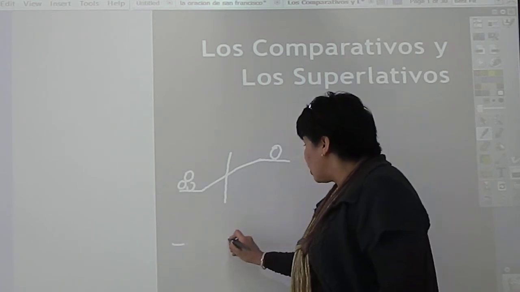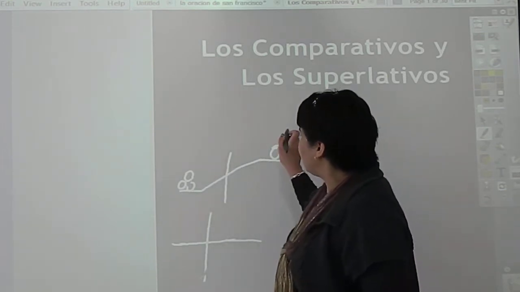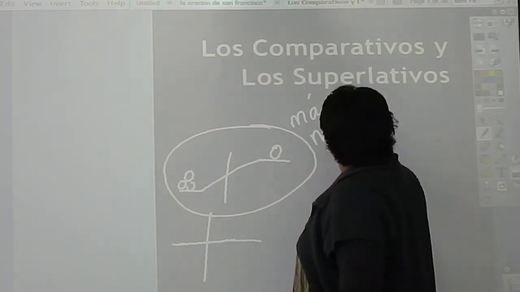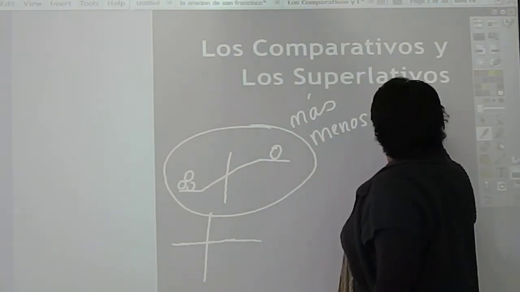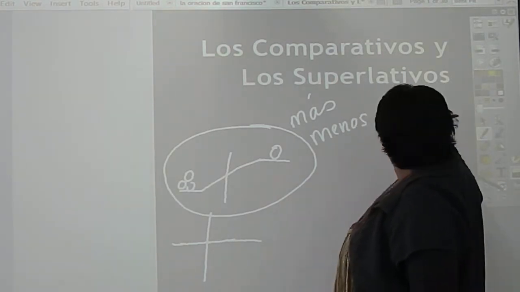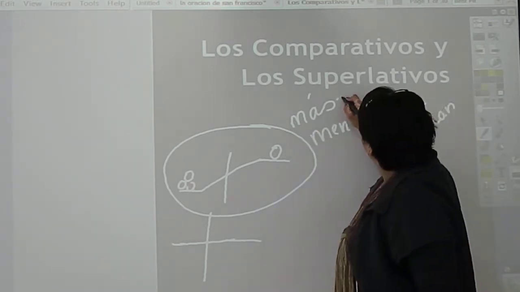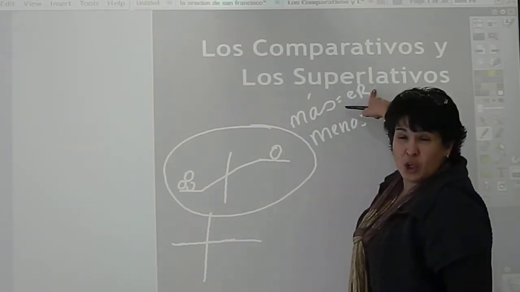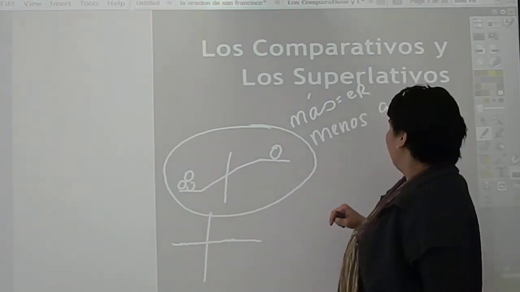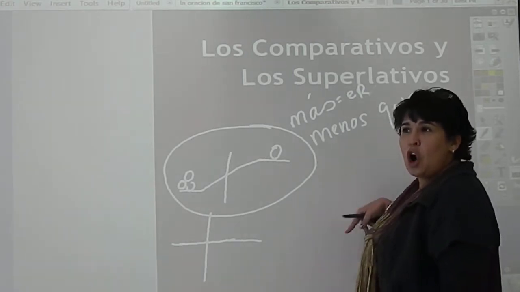Cuando las dos cosas son iguales, entonces aquí yo uso más o menos que. Que becomes your than. We talked about this in class today. So this is your bigger, taller, greater, more. This is your less than. Okay, she is less tall than.